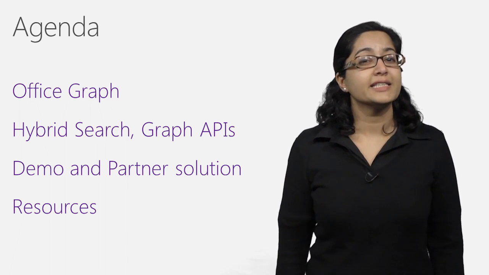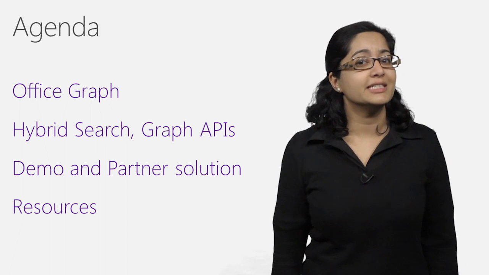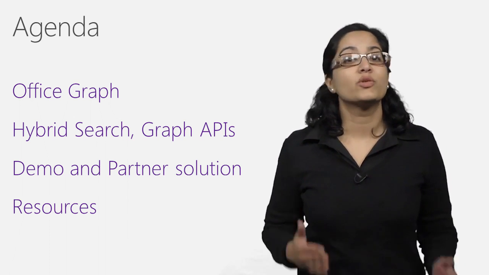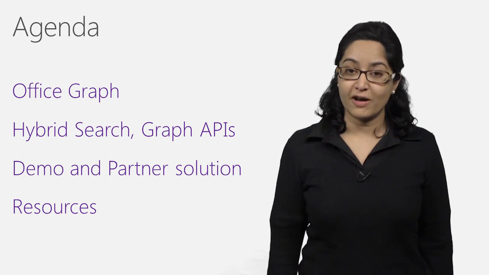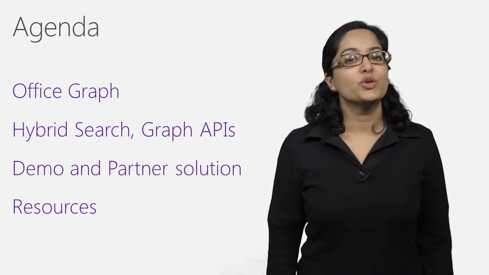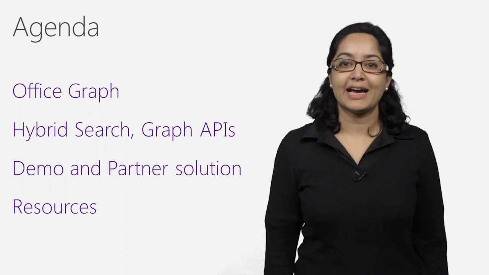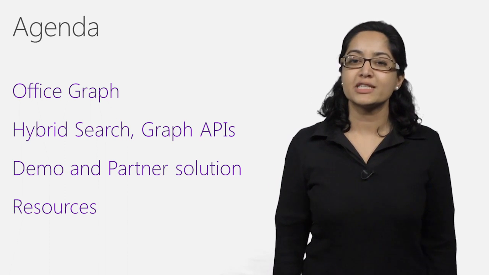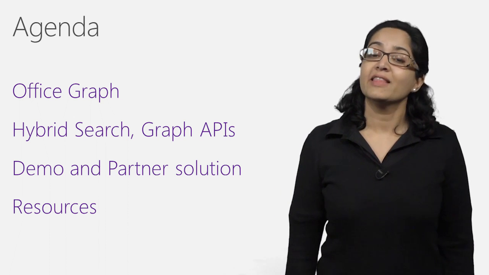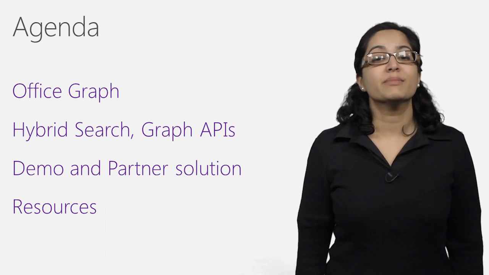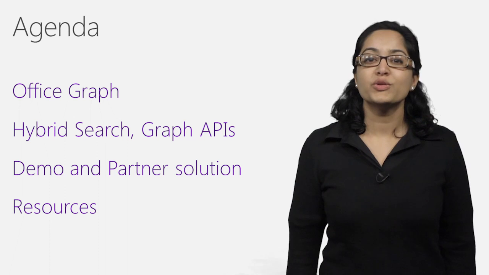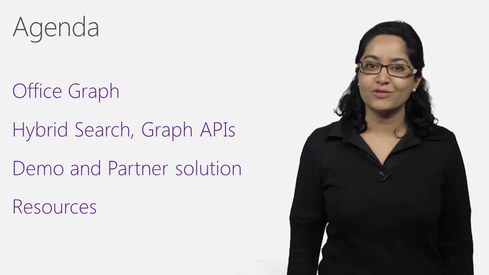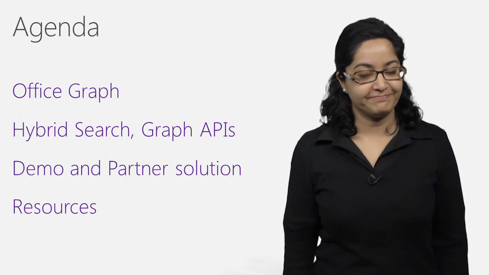Next, I will highlight some key features available today as part of the Office Graph infrastructure and describe the relationship to Microsoft Graph. Next, you will see a demo of the API access point, and I will highlight a partner that has been building some interesting solutions. And lastly, I will point you to some additional resources where you can go to learn more about the Office Graph and start exploring it for your own applications.